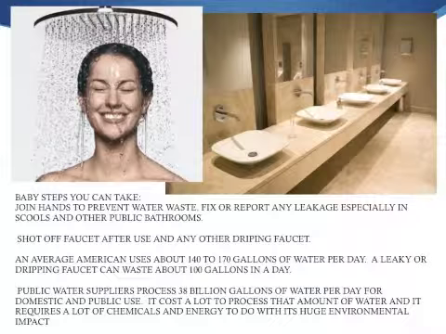Public water suppliers process 38 billion gallons of water per day for domestic and public use. It costs a lot to process that amount of water, and it requires a lot of chemicals and energy to do it. That's a lot of environmental impact and pollution that we are causing. So wherever you walk in and you see it, shut it off. By that, you'll be saving the earth.